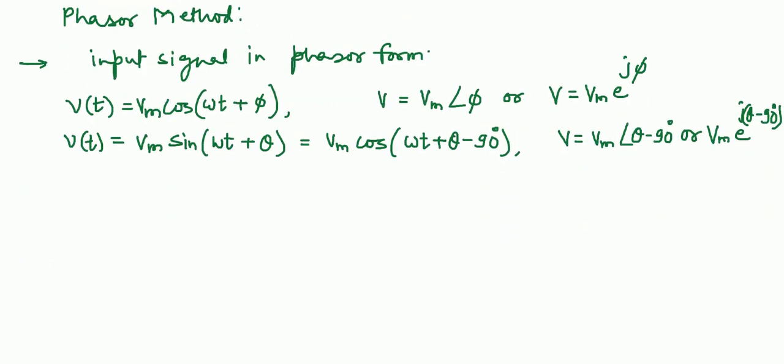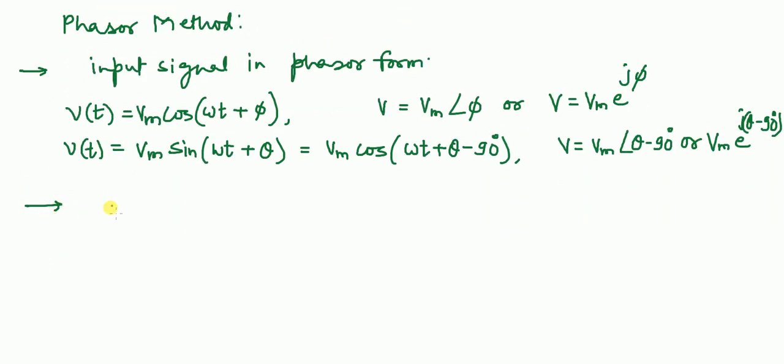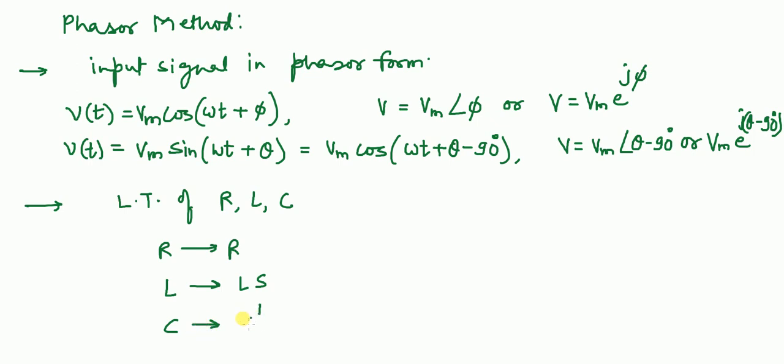After that, we will take the Laplace transform of R, L and C. R is replaced by R. Laplace transform of L is Ls, because in steady state we don't consider the initial current or initial voltage. And for capacitor Laplace transform is 1 by Cs, where s is j omega, and this omega is input signal frequency in radian per second.